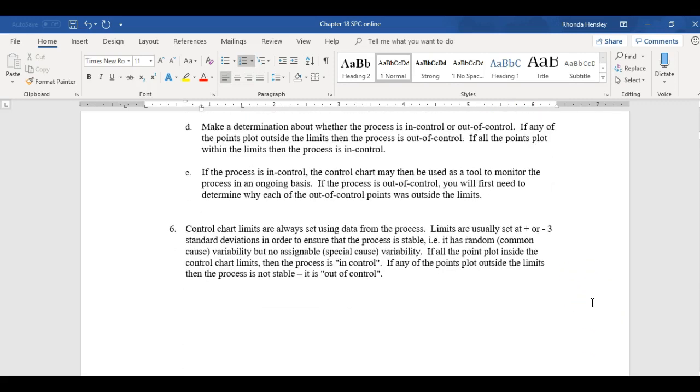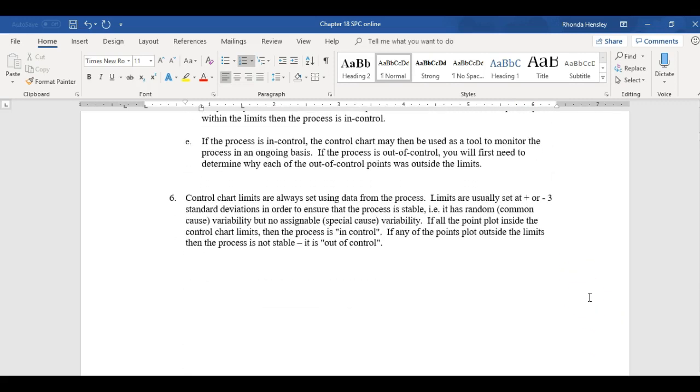The limits, I put that in there because in some books I've seen, they will set limits at plus or minus 2 standard deviations. We will always use plus or minus 3 standard deviations.